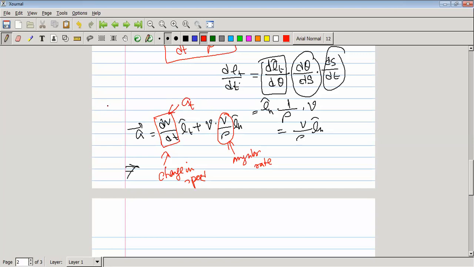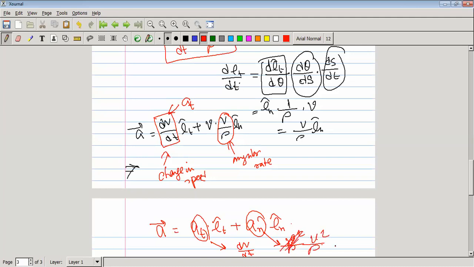We can write the a vector in two forms, tangential and normal. So tangential into et unit vector plus normal into en unit vector. So this at is nothing but dv by dt, and this an is nothing but v square by rho. So up to this, anyone have any question?